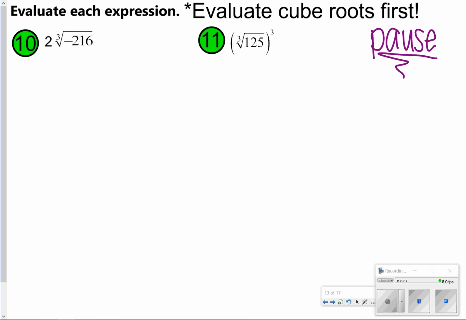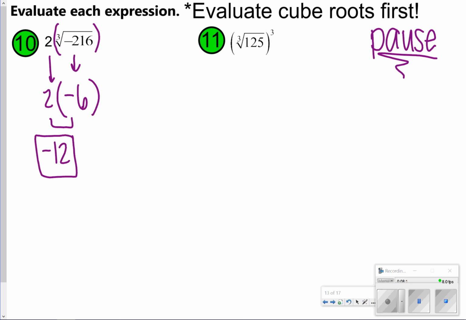Okay, so for number 10, what I did first is I looked at just the cube root. So I'm going to find the cube root of negative 216. I know the cube root of 216 is 6, so the cube root of negative 216 is negative 6. And then I'm going to bring down this 2. And these 2 are just going to be multiplied together. 2 times negative 6 is negative 12.